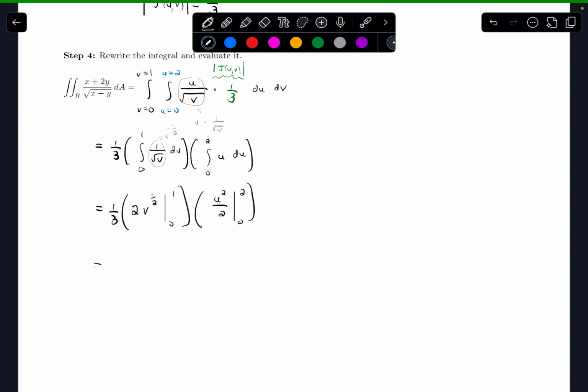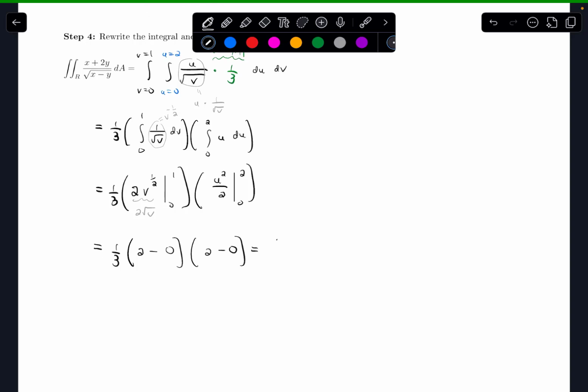Nice, I'm ready to plug in. So I get 1/3 in front. I know v to the 1/2 is square root of v. So this becomes 2 square root of v. If I plug in 1, we'll get 2, and then minus, if you plug 0 in, you'll get 0. Similarly, if you plug into this next term, you'll get 2 minus 0. And then multiplying this out, we get 4/3. And that's the value of our integral.